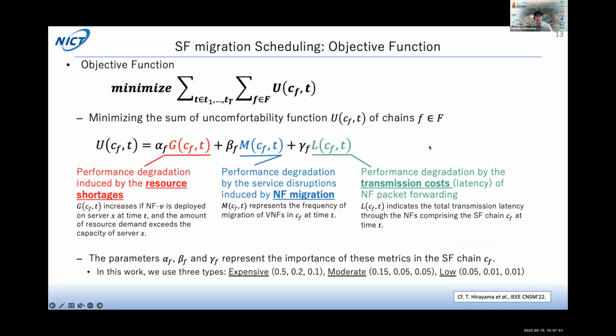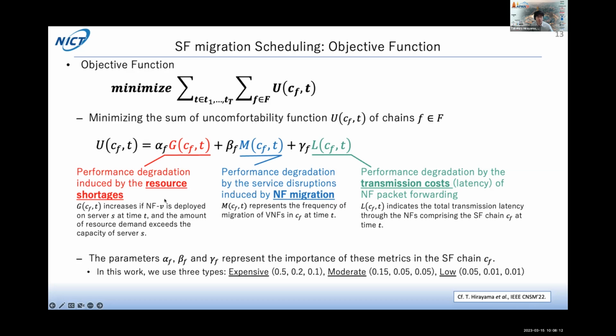The details of the constraints are described in our recent paper at CNSM. The objective is to minimize the uncomfortability function of each chain. This function is composed of 3 factors: G, M, and L.